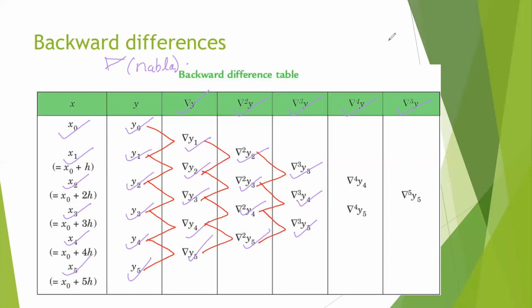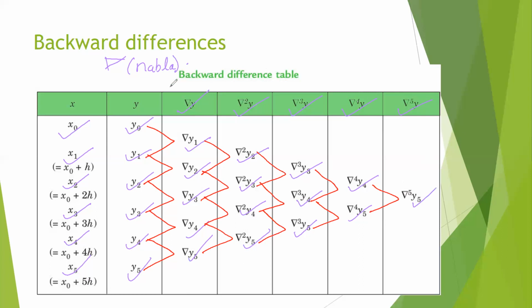So in the same way, the fourth backward operators, nabla power 4 by 4, nabla power 4 by 5, and the fifth one also, nabla power 5 by 5, which are nothing but the difference between nabla cube by 4 and nabla cube by 3. Nabla cube by 5 and nabla cube by 4 is nothing but nabla power 4 by 5. So nabla power 5 by 5 is nothing but the difference between nabla power 4 by 5 and nabla power 4 by 4. So like this we can calculate all backward differences.